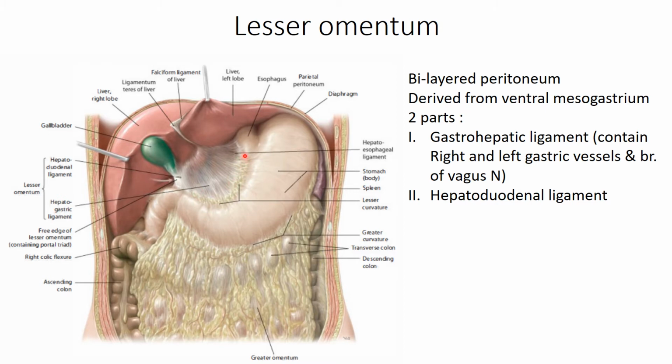So this portion, the gastrohepatic ligament, contains a variable amount of fat, especially near the gastric end, and this portion also contains the right and left gastric vessels and the branches of the vagus nerve along with the lymphatics and lymph nodes, and these are also near the gastric end.